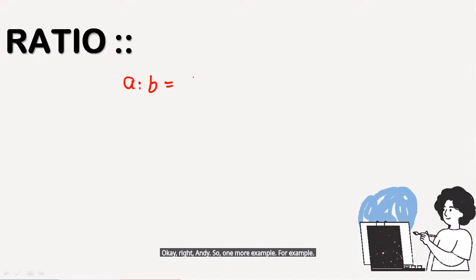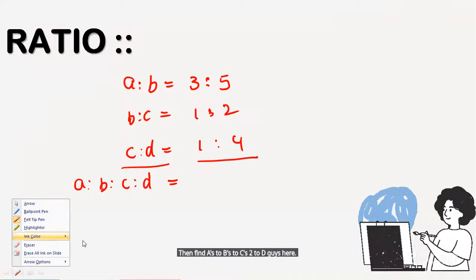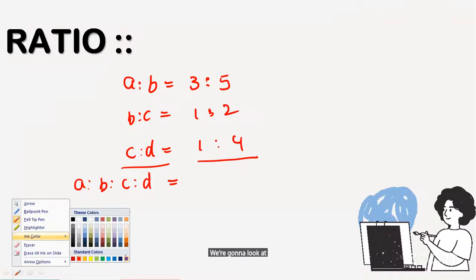One more example. A is to B is equal to 3 is to 5, and B is to C is equal to 1 is to 2, and C is to D is equal to 1 is to 4. Then find A is to B is to C is to D. Look at the screen carefully.